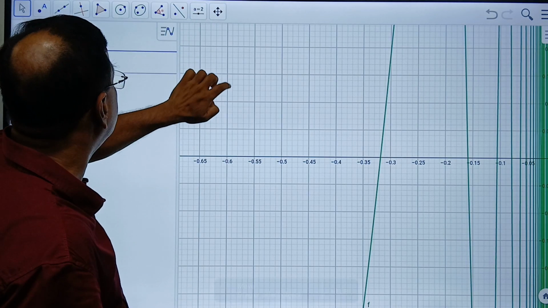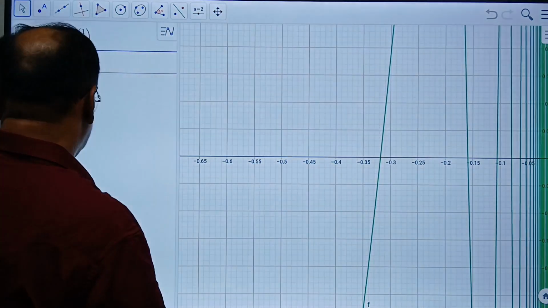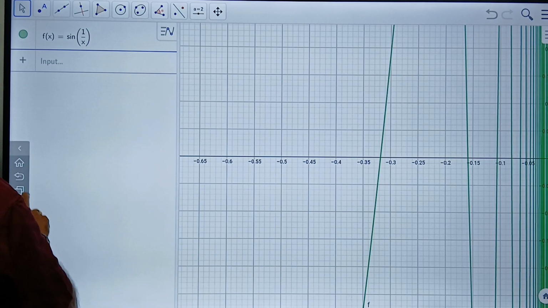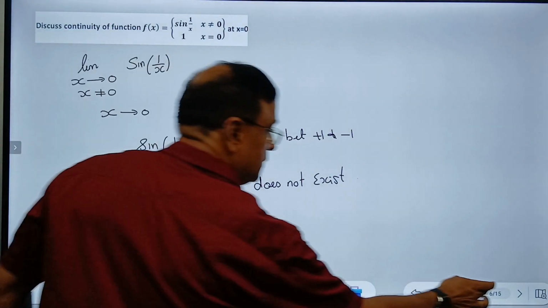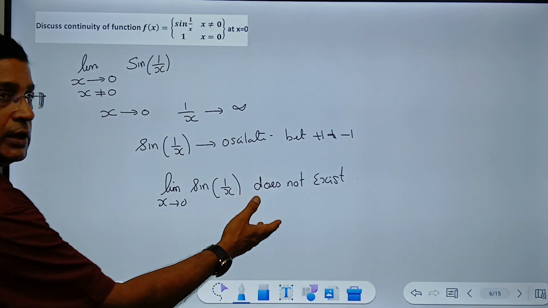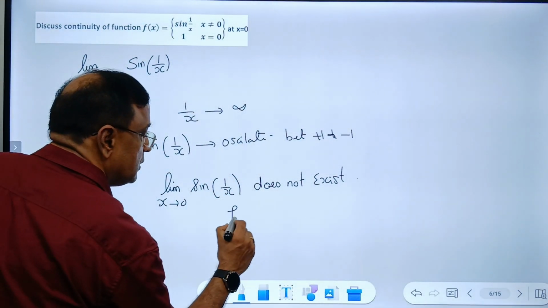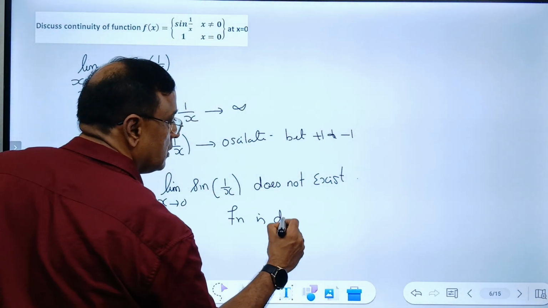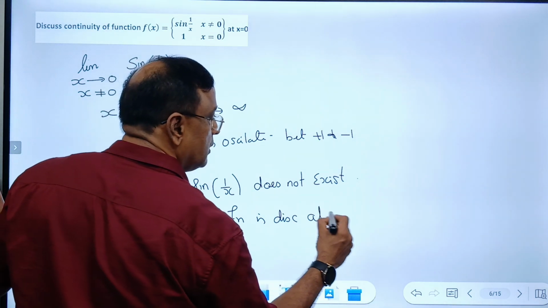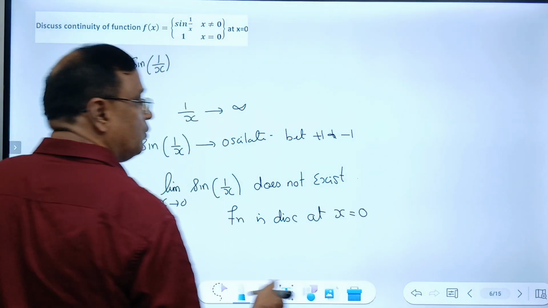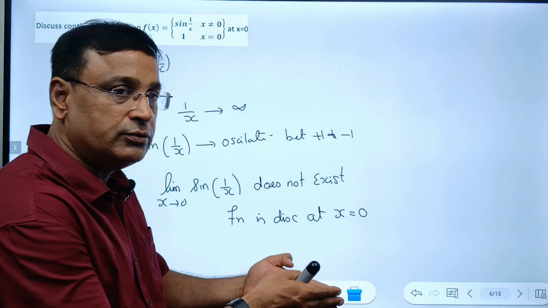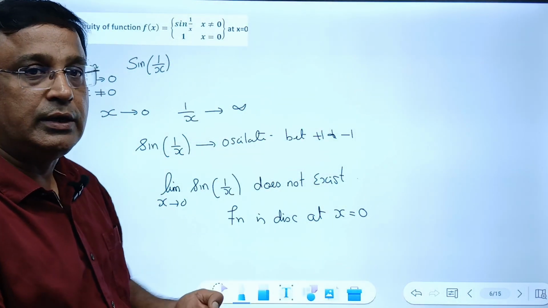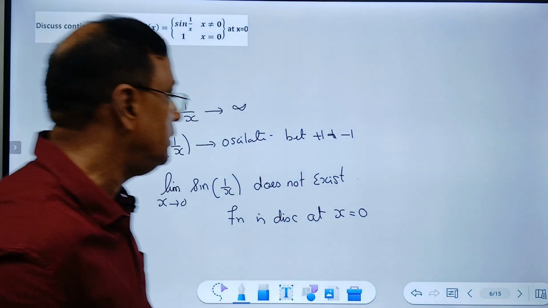Okay, let's go back to our regular thing. Now, that is why the limit does not exist. Therefore, you can say the function is discontinuous at x equal to 0. Because I don't know what is happening at x near 0. When you go nearer and nearer to 0, it only keeps on oscillating. It doesn't come to a particular value. Okay?